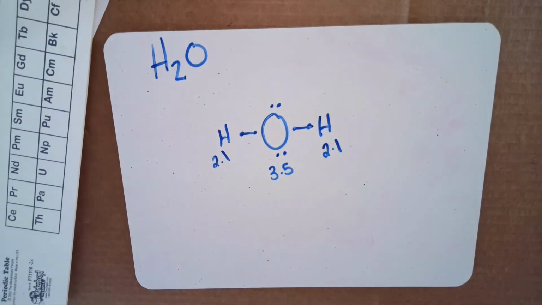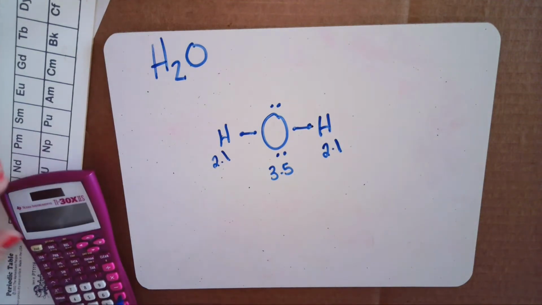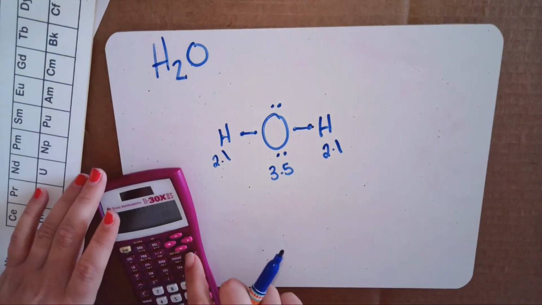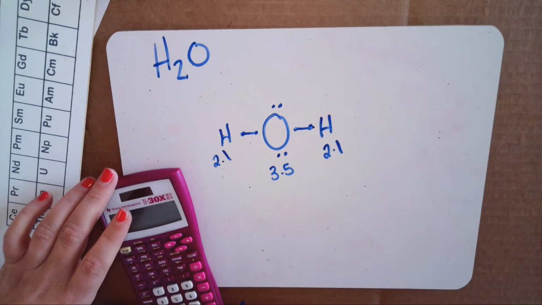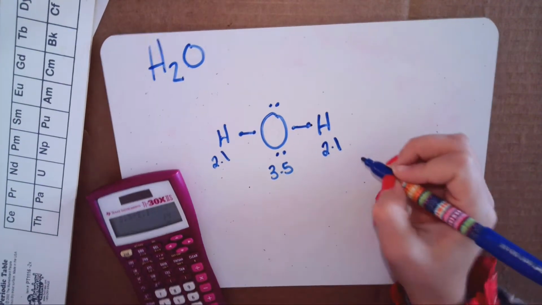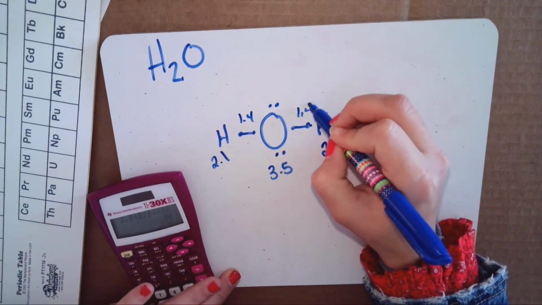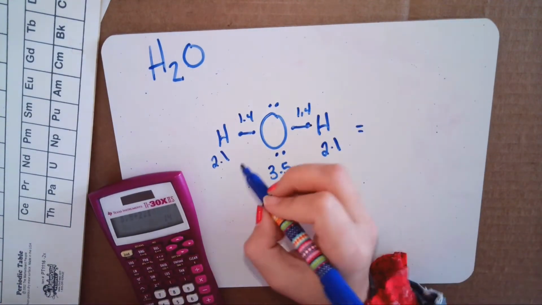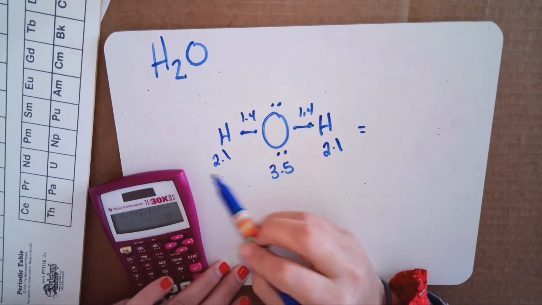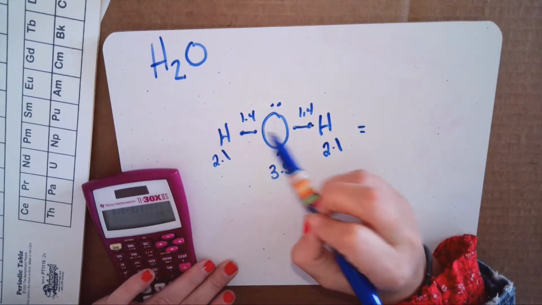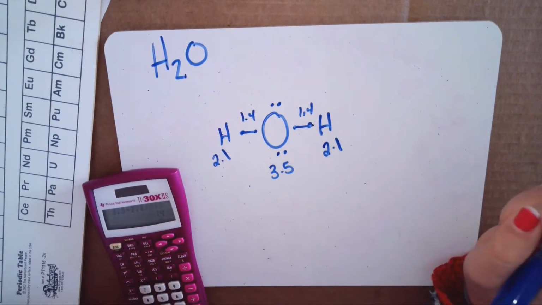Now, I know we love calculators. I am not a teacher that says don't use a calculator, you'll never have one in your pocket, because every one of you has a calculator in your pocket, and so do I. So, let's do 3.5 minus 2.1 equals 1.4, and 1.4. So when you subtract each of these electronegativities, you get 1.4 and 1.4.